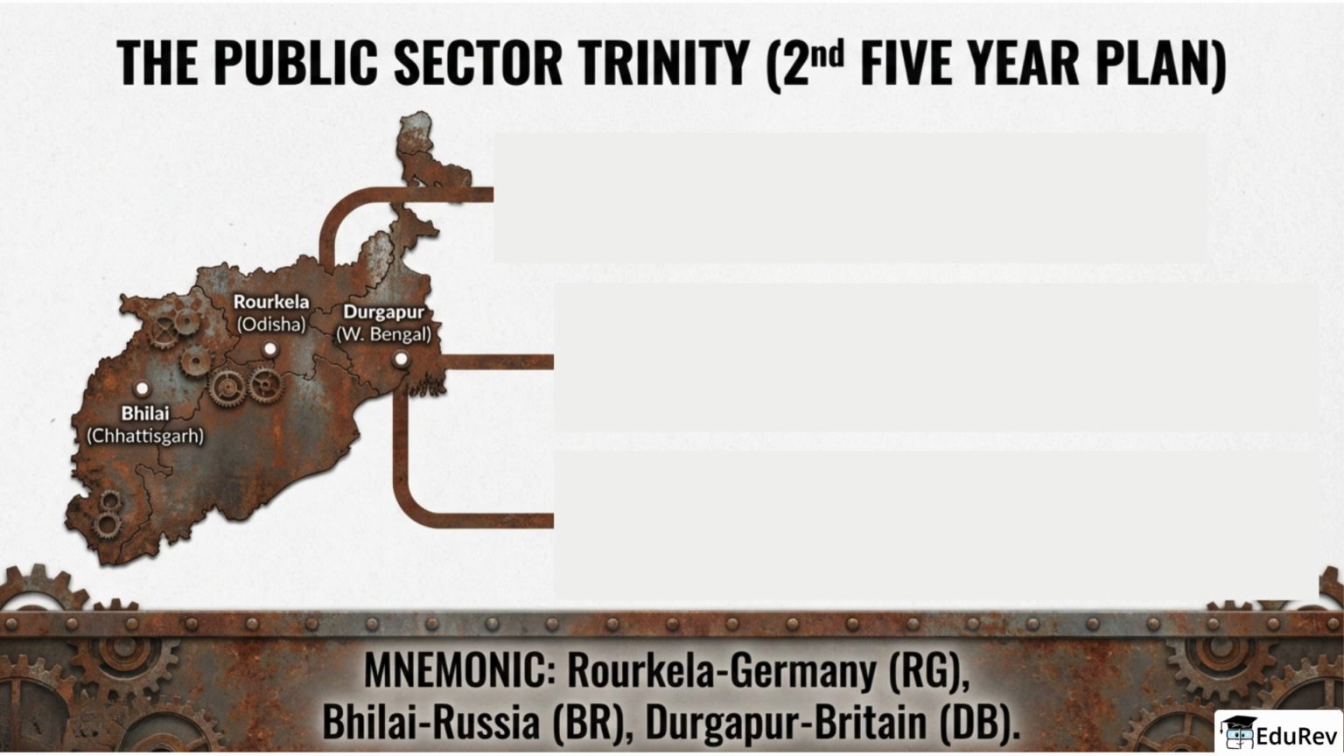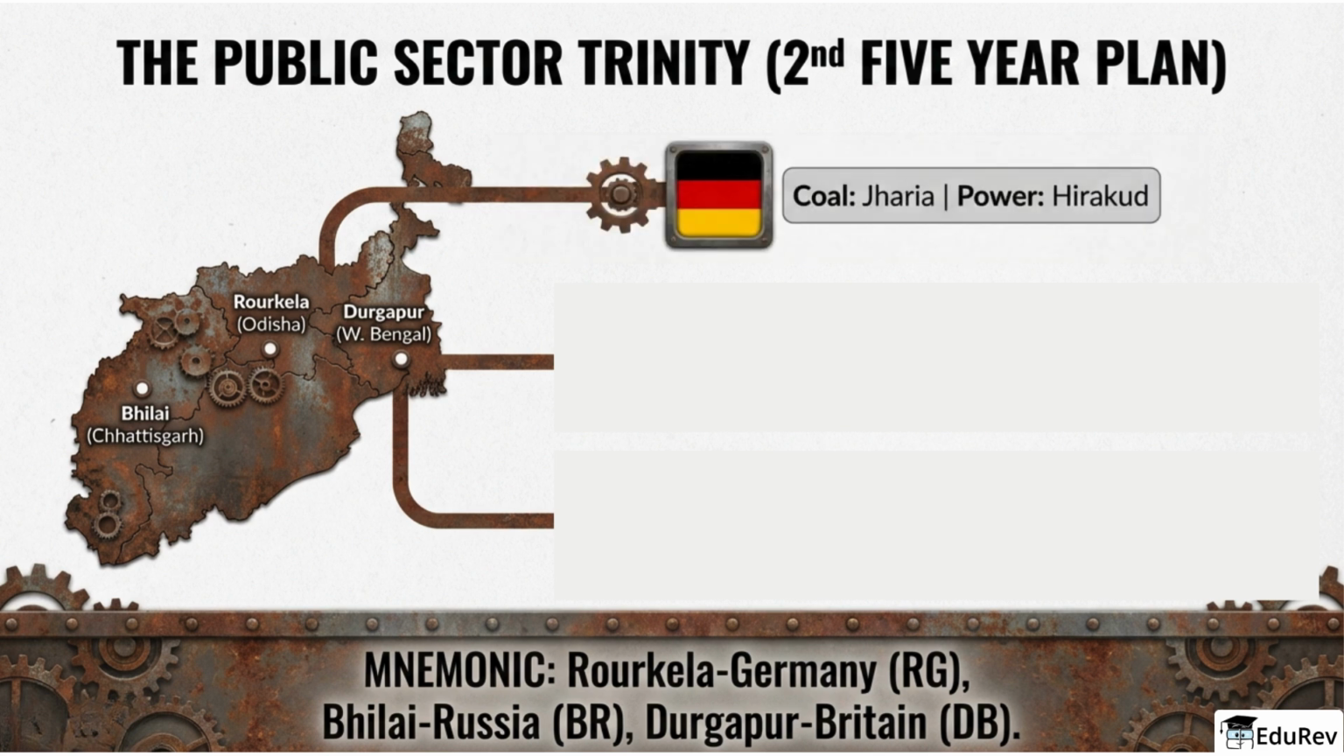These three are Rourkela in Orissa, Bhilai in Chhattisgarh, and Durgapur in West Bengal. Each one has a foreign collaboration, and you must keep them straight. Rourkela was built with German collaboration. Its major support came from Jharia coal and Hirakud power.